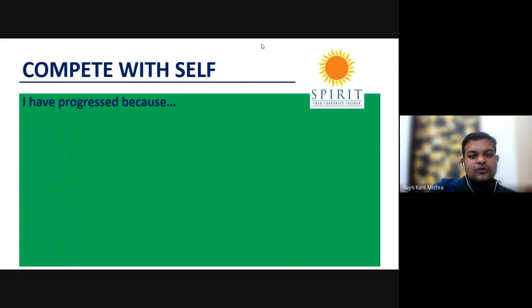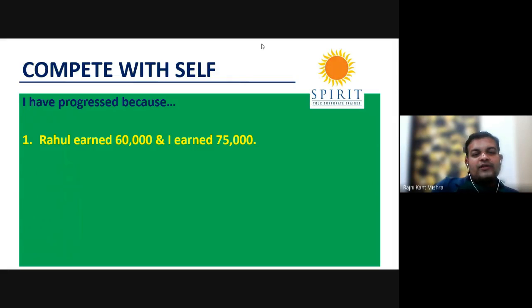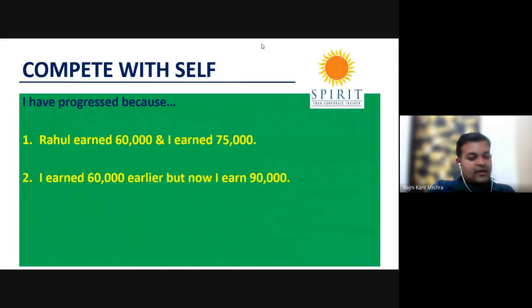I have progressed because Rahul earned 60,000. Rahul is some third person. Rahul has earned 60,000 and I have earned 75,000. Either this, or I earned 60,000 earlier, but now I earn 90,000. Which one would you choose? Obviously, the second one, right?